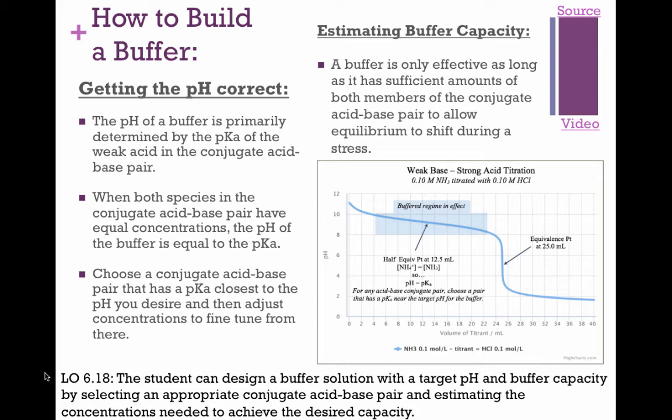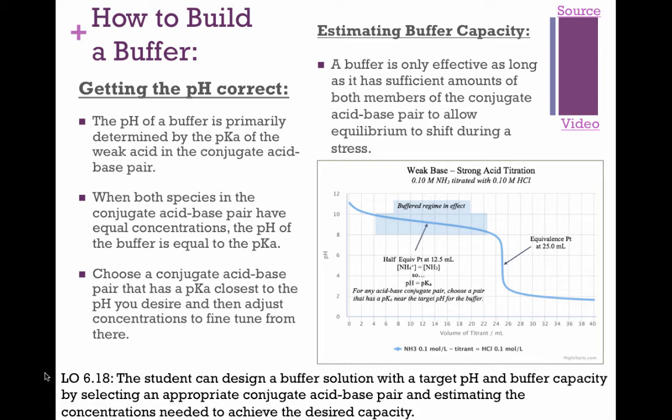With the buffer, this equation is the one that we use. H plus equals Ka times weak acid over weak base. Every time. Doesn't matter if you have a weak base buffer, a weak acid buffer, this is what you want to use. It's just easier for you to remember. Okay, because then that makes it easier for you to calculate pH.